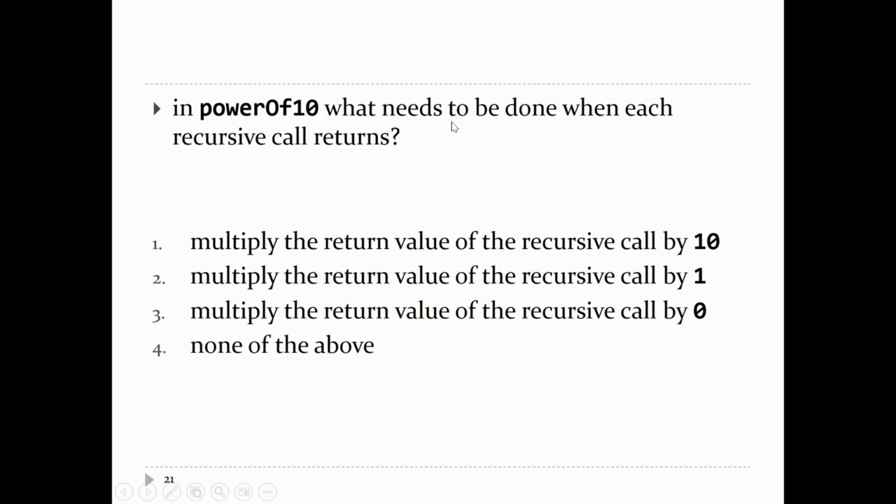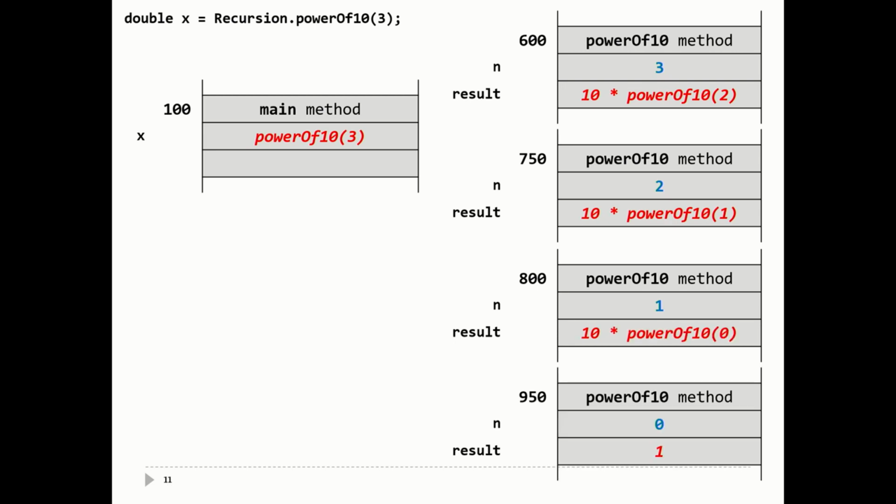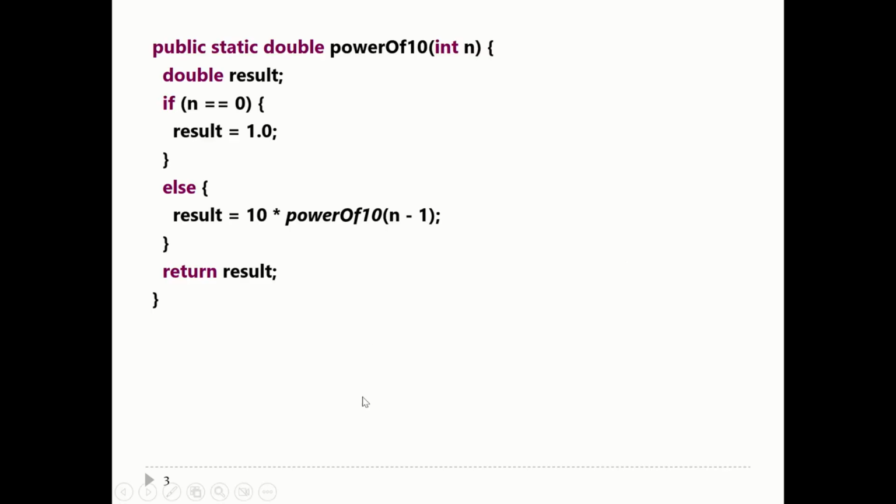So in power of 10, what needs to be done when each recursive call returns? Every time you return from a recursive call, you're going to multiply the return value of the recursive call by 10. Remember the line in the code is 10 times the return value.